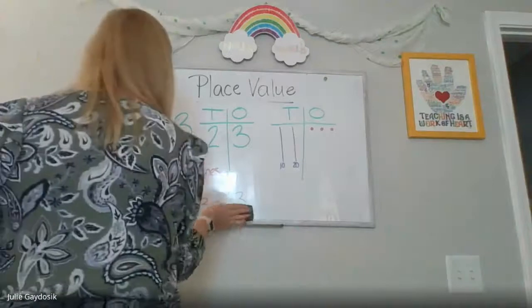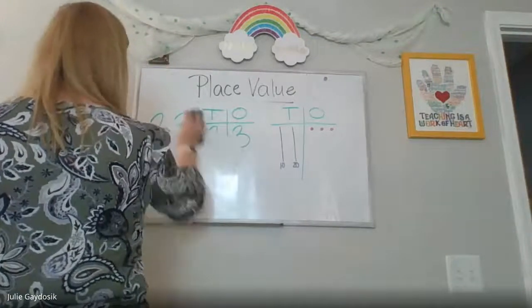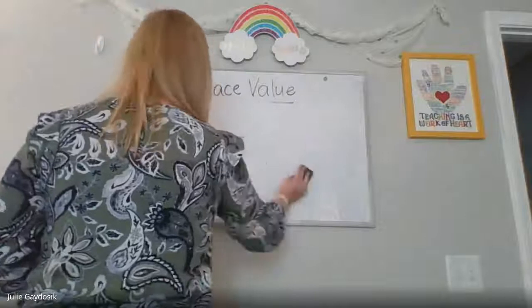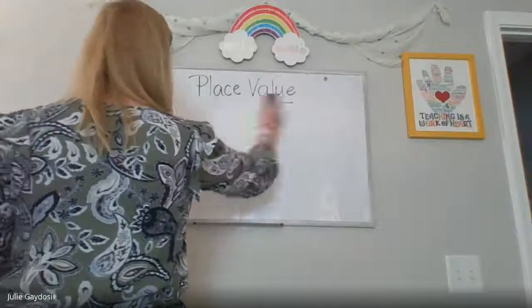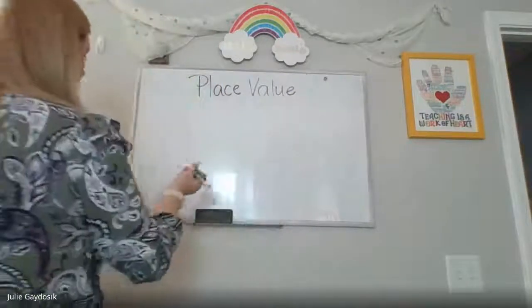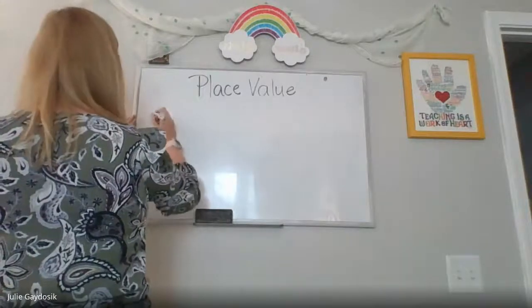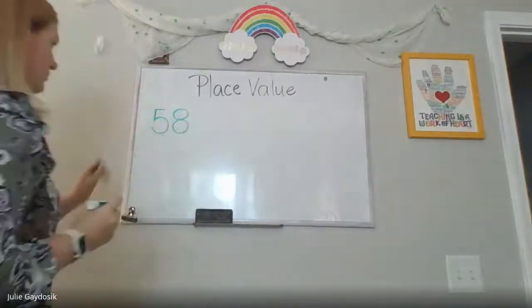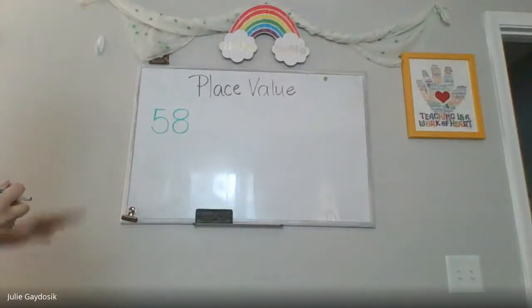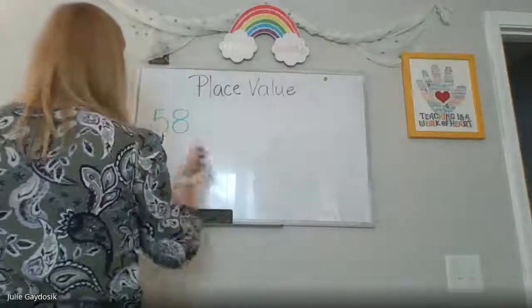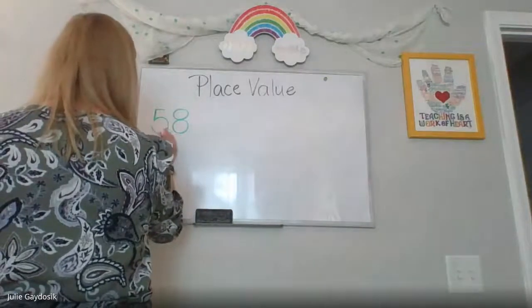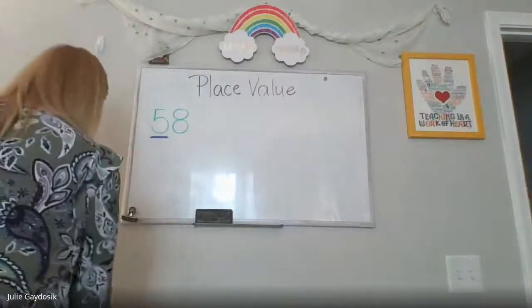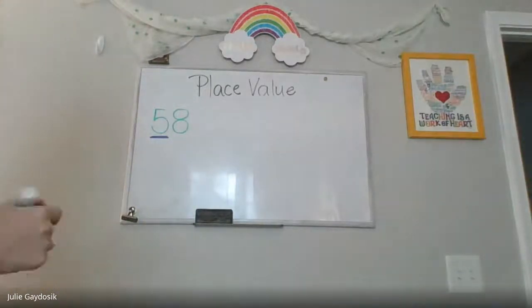Let's try another one. Remember, if I'm going too fast, you can always hit pause, rewind, make me go back to where you need me to be. Let's jump up a little bit. What if we did the number 58? We're going to look at the value of both places. Let's focus on the value of this place. I want to know the value of the 5 in 58, and it's not just 5, remember?